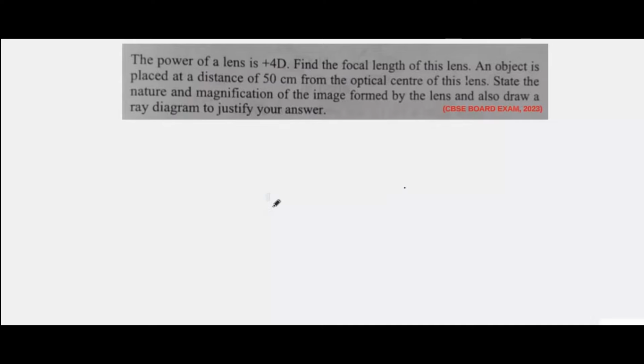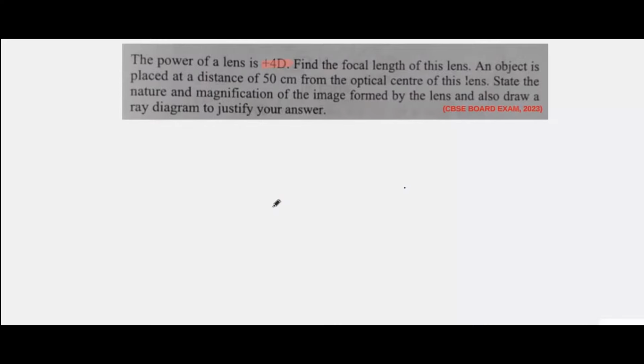So the next question is, the power of a lens is plus 4D. Find the focal length of this lens. An object is placed at a distance of 50 cm from the optical center of this lens. State the nature and magnification of the image formed by the lens and also draw a ray diagram to justify your answer. Okay, so we have a lens whose power is given as plus 4D.